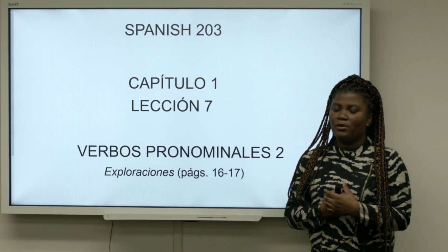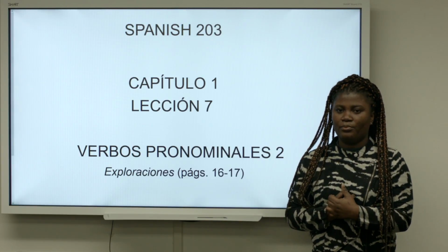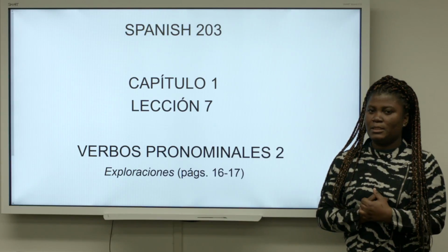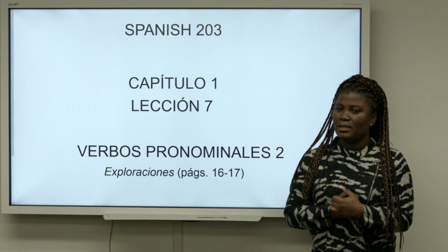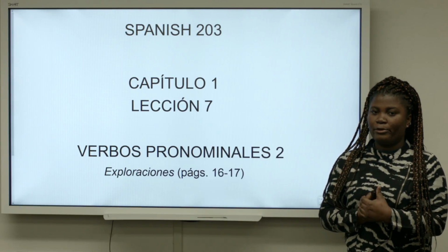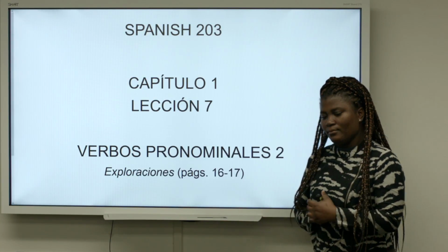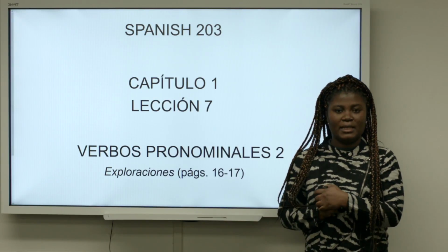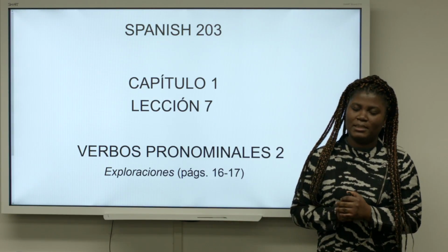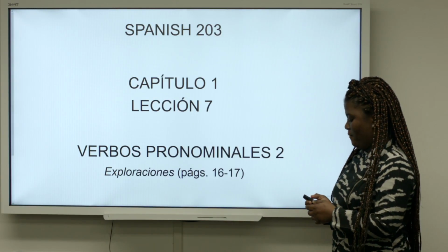We will continue on the first lesson that we had on pronominal verbs, and today we will take a look at the second part of it. We'll explain pronominal verbs a bit more in context with some exercises. This lesson can also be found in your book Exploraciones on pages 16 and 17.